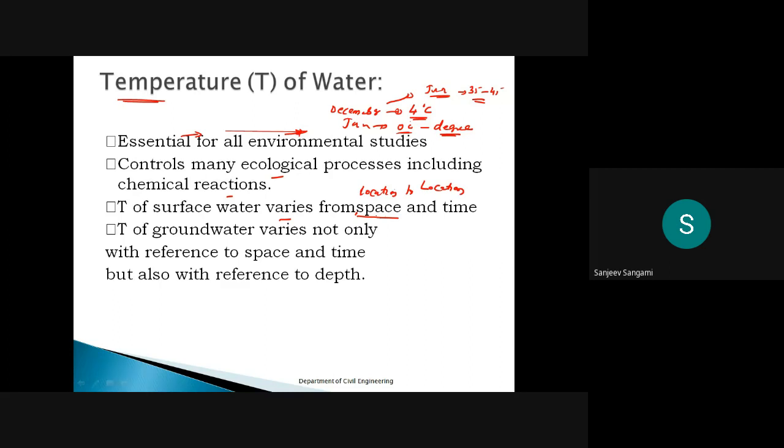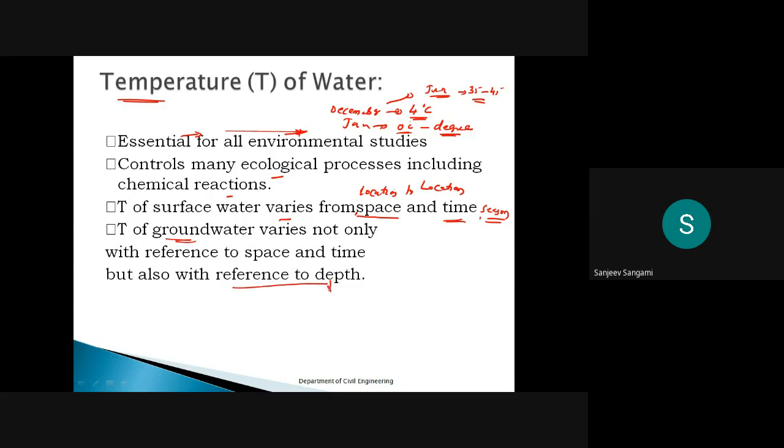Even in some of the northern rivers like the Ganga, surface water we are talking about, a lot of variation is observed, from time to time also, with the season. But when it comes to the groundwater, the temperature not only varies with space and time, it also varies with depth.